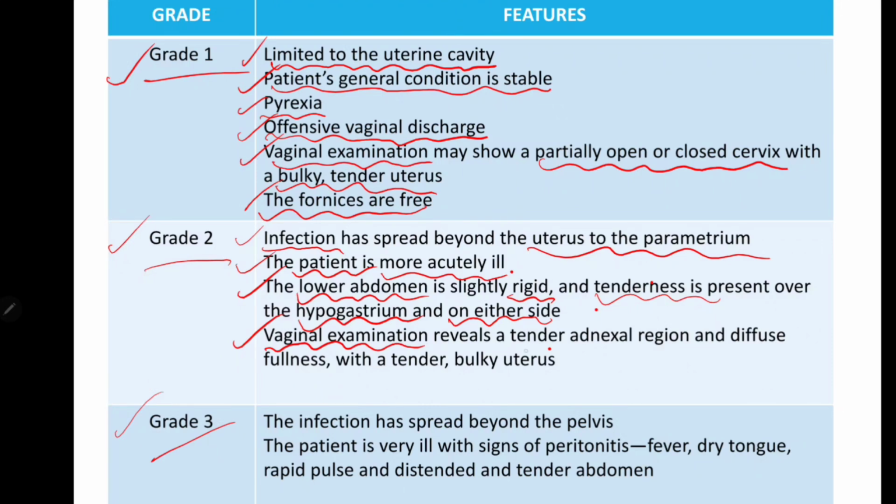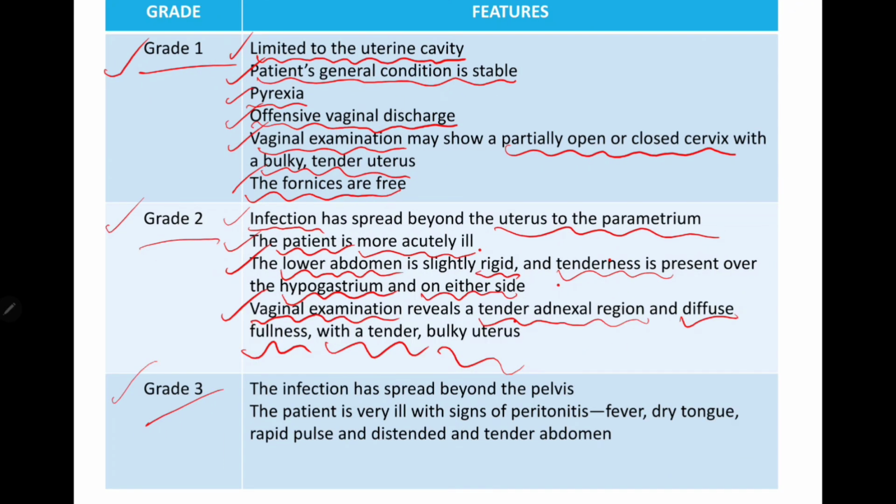Vaginal examination reveals a tender adnexal region as well as diffuse fullness with a tender and bulky uterus. So in grade 2, the infection is going to be spread beyond the uterus to the parametrium and the patient is going to be more acutely ill. The lower abdomen is going to be slightly rigid and tenderness will be present over the hypogastrium on either side. So on vaginal examination, it reveals a tender adnexal region and diffuse fullness with a tender bulky uterus.